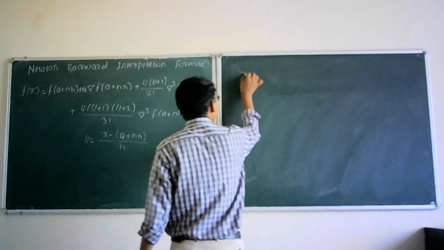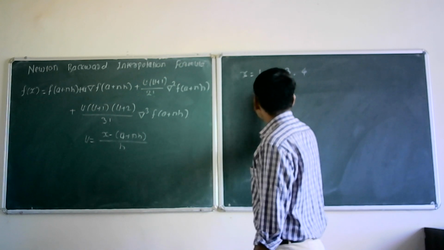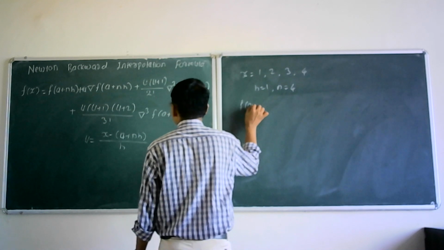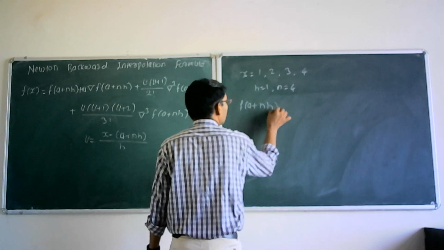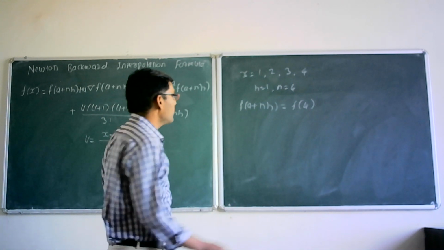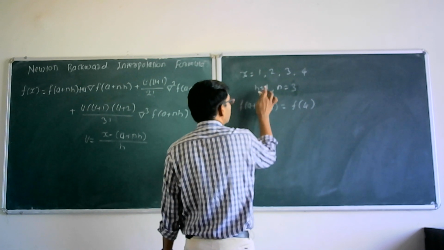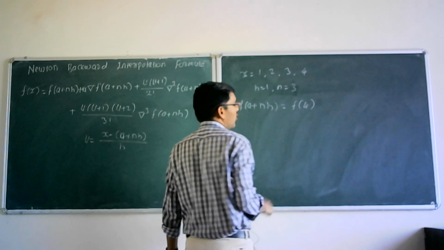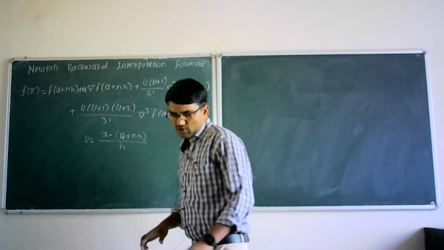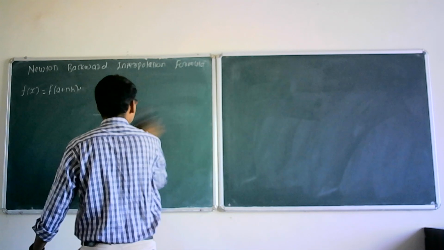Suppose you are given x is equal to 1, 2, 3, 4. Here h is 1 and n is equal to 3. Then a plus nh is 1 plus 3h. H is the difference. So 1 plus 3h is f of 4. So f of a plus nh means the last value of the table. So for example, consider the previous example.